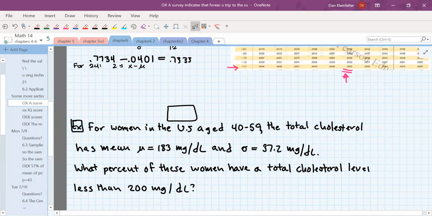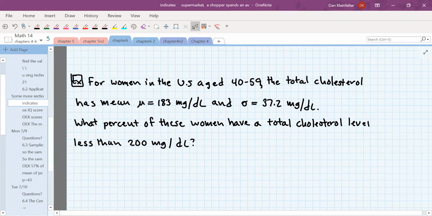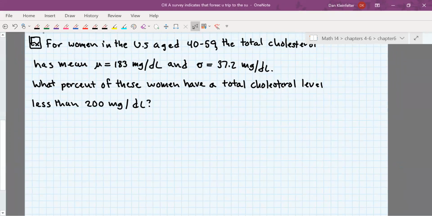All right, so another example. For women in the US, aged 40 to 49, the total cholesterol has a mean of 183 milligrams per deciliter with a standard deviation of 37.2 milligrams per deciliter. We'd like to know what percentage of these women have a total cholesterol that is less than 200 milligrams per deciliter. So as always, a good idea is to start with a sketch.